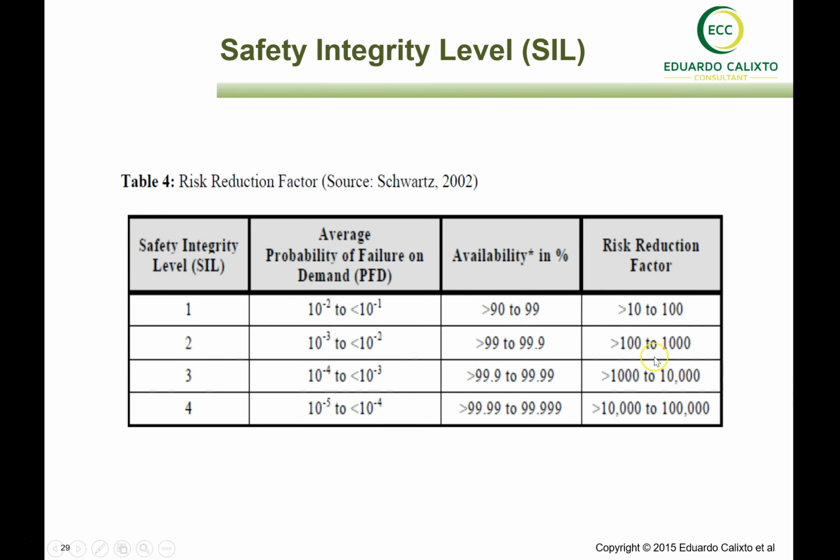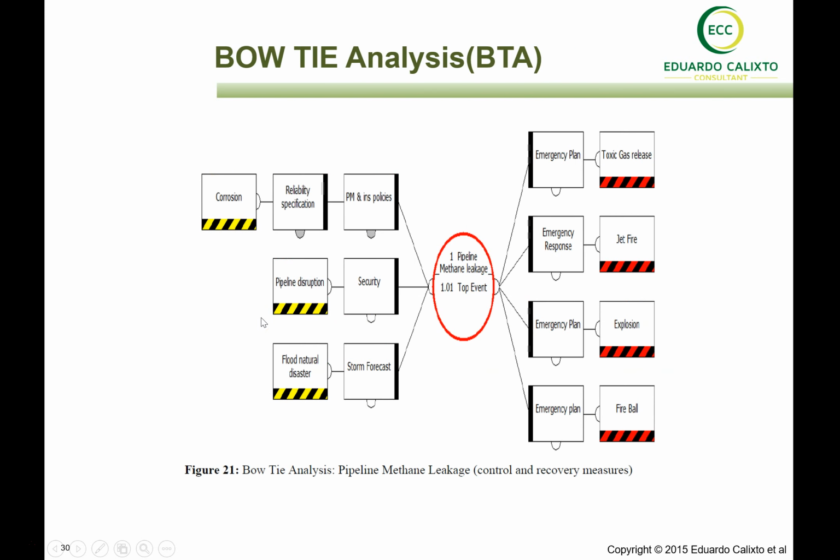And of course, as I mentioned before, each SIL level is related to some probability of failure on demand, and this probability of failure on demand takes into account the calculation of the layer of protection to mitigate the risk. And then we know the risk reduction factor, and an important issue is also the availability that we have in each SIL level. So SIL levels applied to a safety integrity function is one of the methods also used in risk analysis.